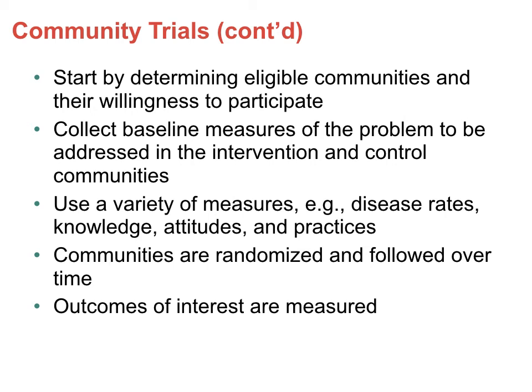Similar to any type of study, you want to determine which communities will be eligible and willing to participate. You want to collect some information at baseline, at the beginning, to be able to measure the problem. Going back to cohort studies, you at least have that baseline and at least one observation after that, because otherwise, if you didn't record what happened at baseline, you don't have anything to compare the next observation point to. It can be a variety of measures: disease rates, knowledge, attitudes, and practices. Communities are randomized and followed over time, and the outcomes of interest are measured.